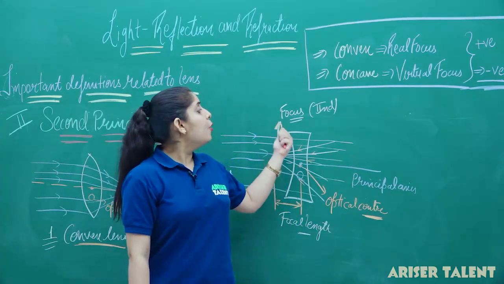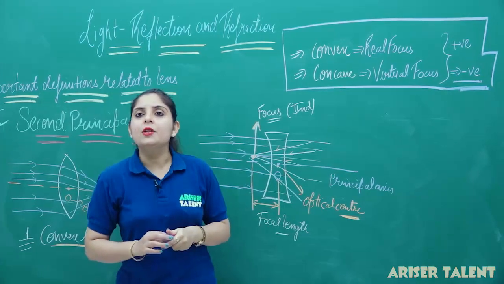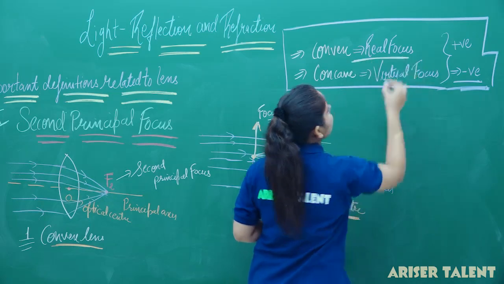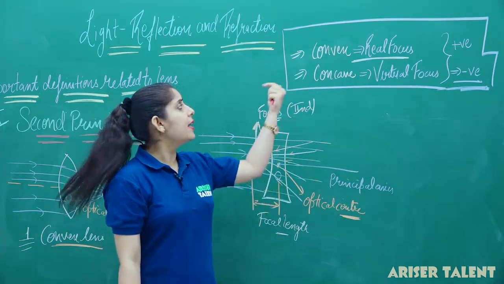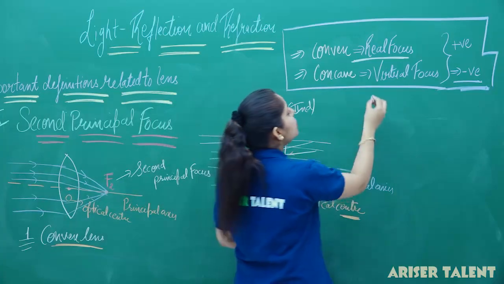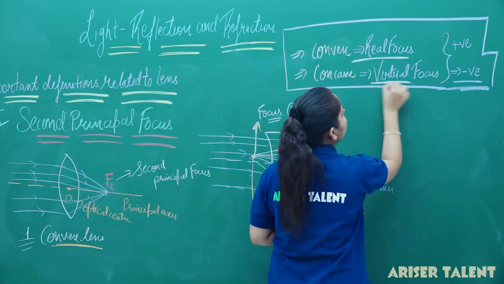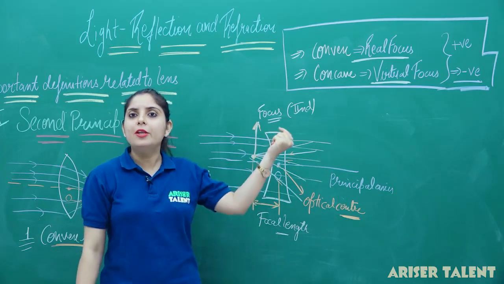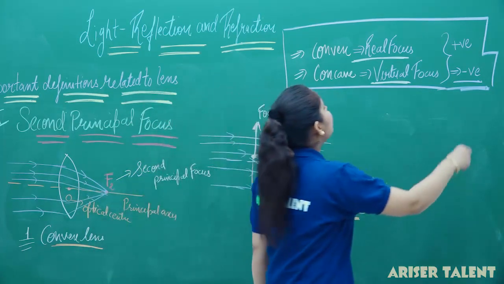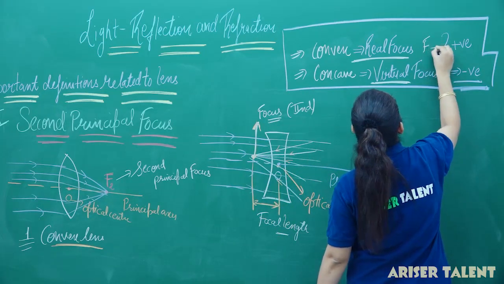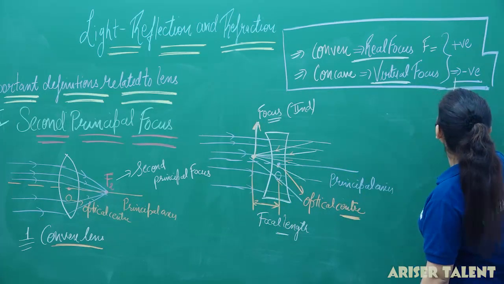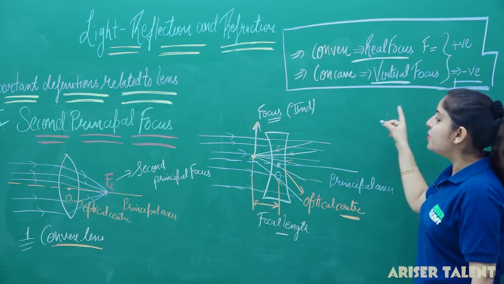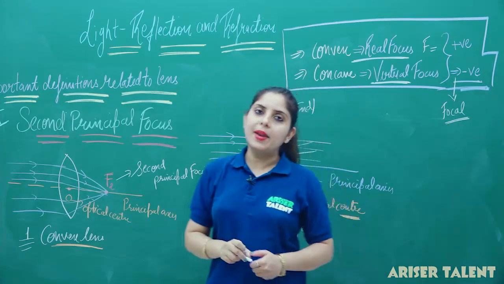So now if we are using convex and concave lens, you can see here that convex lens is forming a real focus. We are getting a real focus in the case of convex lens, but in the case of concave lens you are getting the virtual focus. So on solving numericals, if we are substituting the values for the focal length, we will always take focal length positive for the convex lens and focal length negative for concave lens. So this is the sign convention we are going to use in our numerical problems.